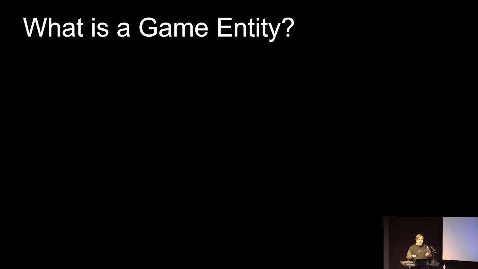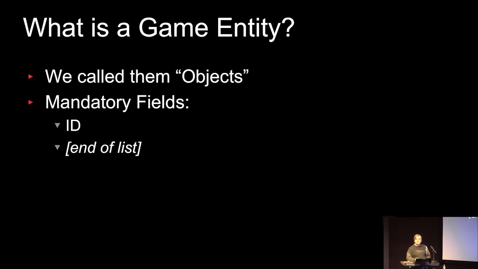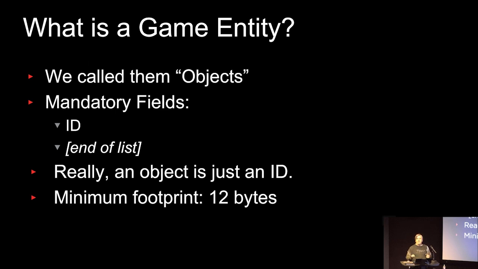So in the Dark Object System, we called game entities objects, and we had some mandatory fields that every object had to have. Every object had to have an ID, and that's the end of the list. So an object literally was an integer, okay? And it had nothing attached to it. It's just an ID. Our minimum footprint for allocating an object was 12 bytes because you needed a link on the list of existent objects. And that was your overhead for making an object.